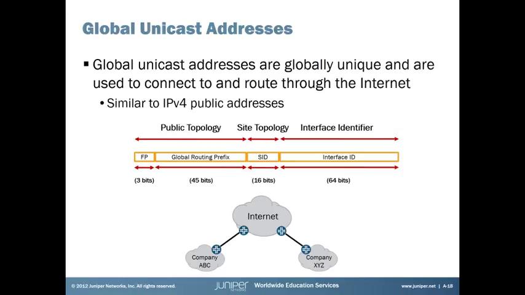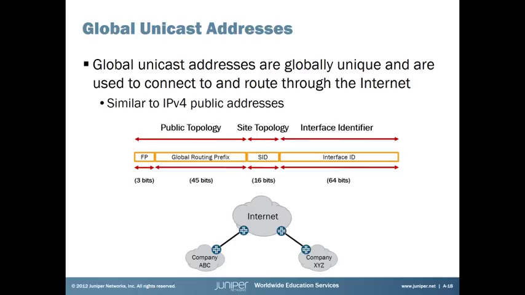Then we've got our global unicast addresses, which are globally routable on the public internet. So they connect to and route through the public internet, similar to IPv4 public addresses. And so the first 48 bits are given to you by either your ISP or a regional registry, where you can just go and apply directly. If you're a large enough organization, you can go and apply directly to the regional registry, get your own block of addresses. Otherwise, you'll just get a block from your ISP.